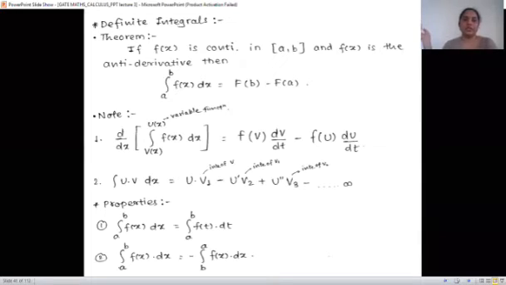Okay, next, definite integrals theorem. So first theorem, it is standard. Integration a to b f of x, if integration is F, then F of b minus F of a.